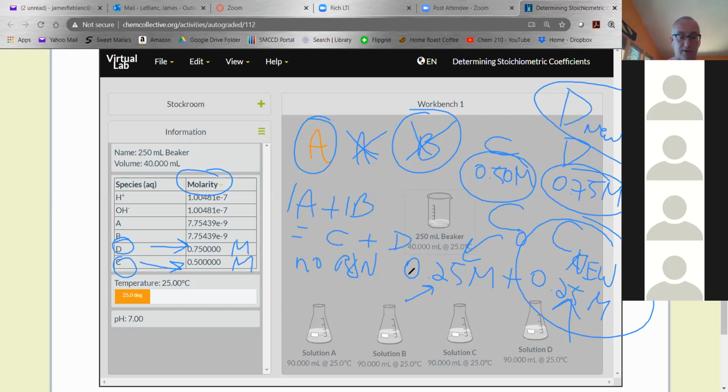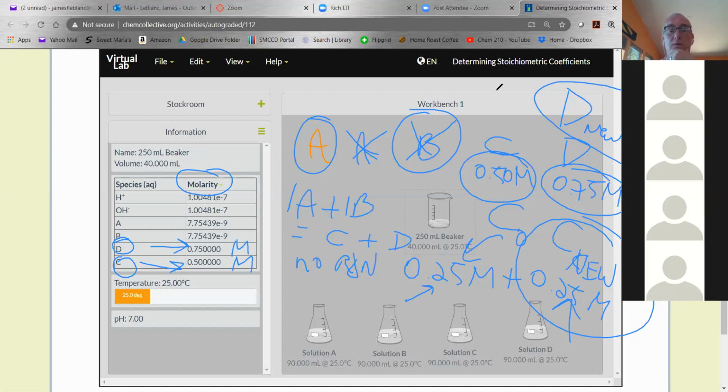So what your table should look like, let me go back to the... Quick question. You were saying 1A plus 1B equals 25C plus 50D? No, because we're looking at molar ratios, not concentration, right? So I'm saying I added 1 mole of A and 1 mole of B. How many moles of C and how many moles of D would that give me?